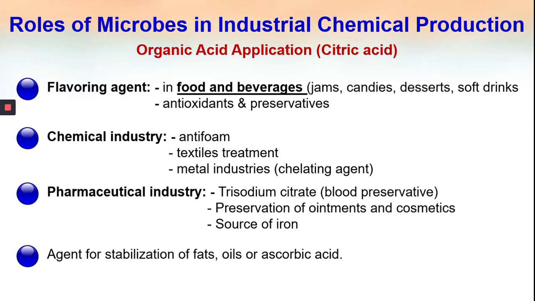Besides that, citric acid is also responsible as a preservative to prolong the shelf life of the food, and also acts as an antioxidant inside the food. In the chemical industry, citric acid is also used as an anti-foaming agent for treatment of textile and as a chelating agent for the metal industry. In the pharmaceutical industry, citric acid is used as a blood preservative, for preservation of ointment and cosmetics, as well as a source of iron.